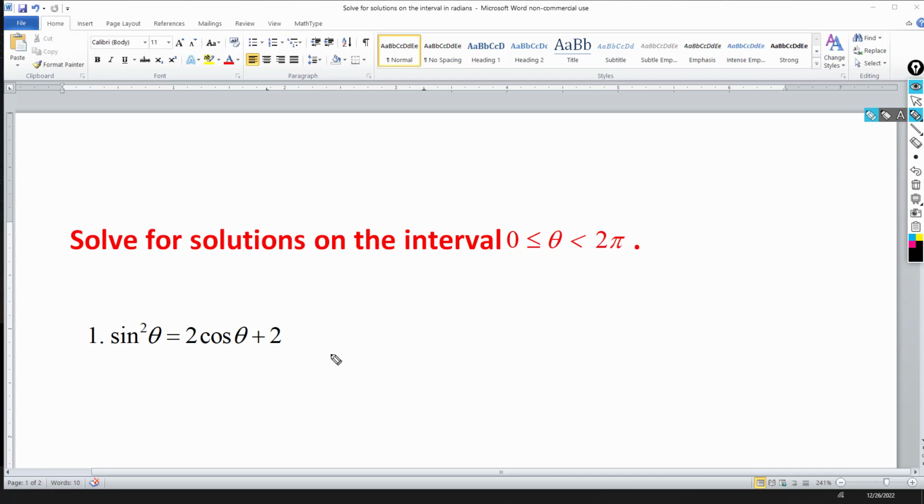So we're making the substitution then. Sine squared, we replace sine squared by 1 minus cosine squared theta. Leave the right side the way it is. There we are. So we make the substitution for sine squared theta using that basic fundamental identity. And what we have now is a quadratic in the function cosine theta.